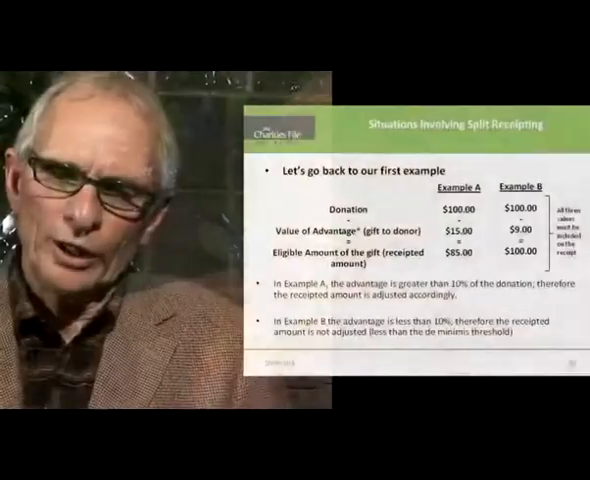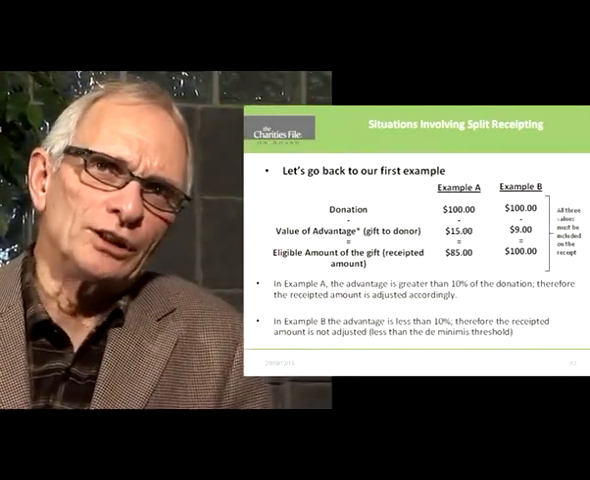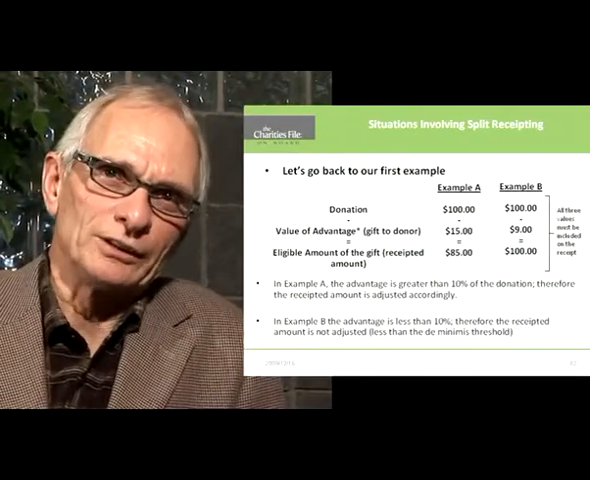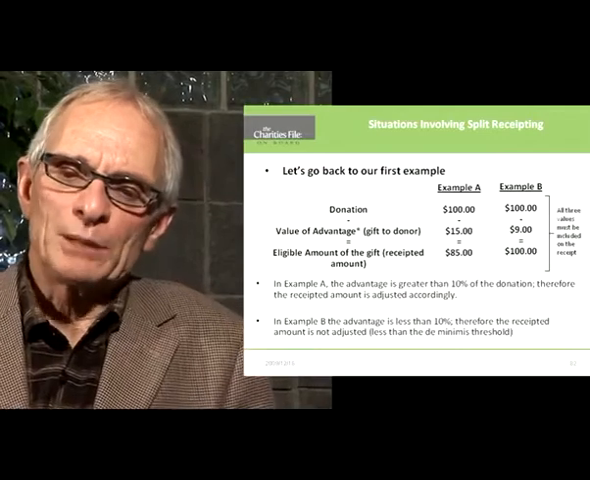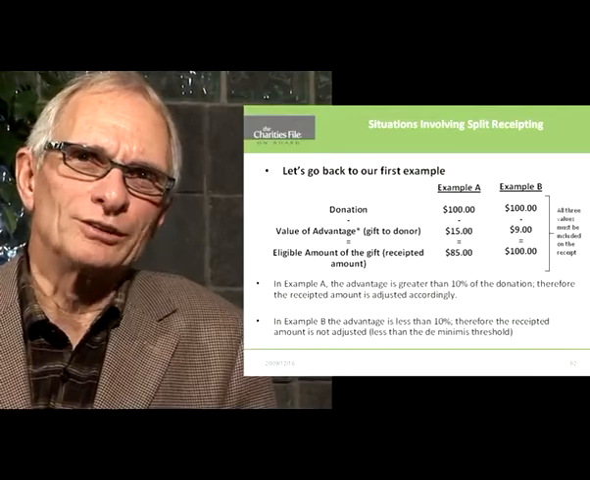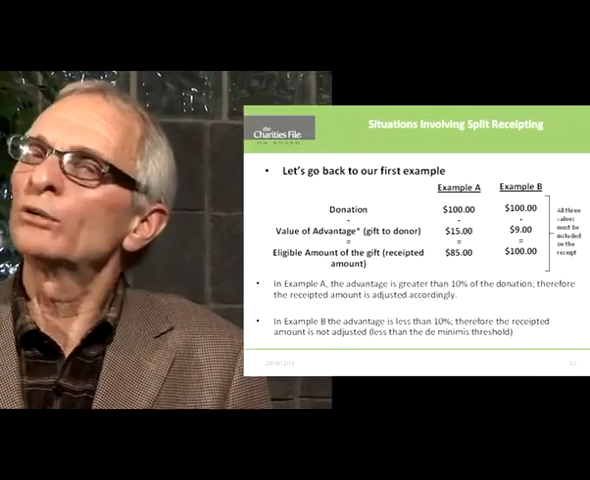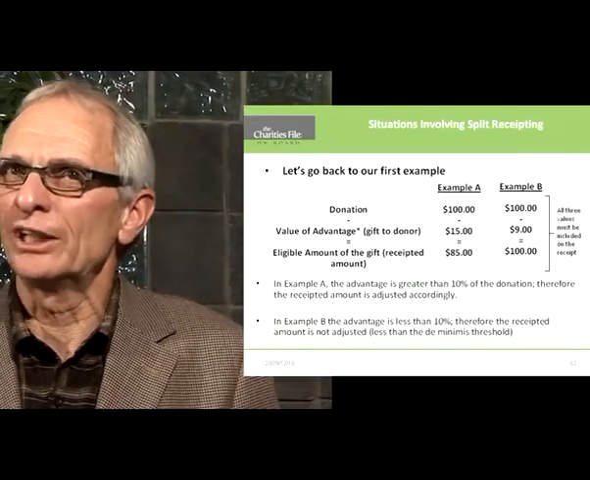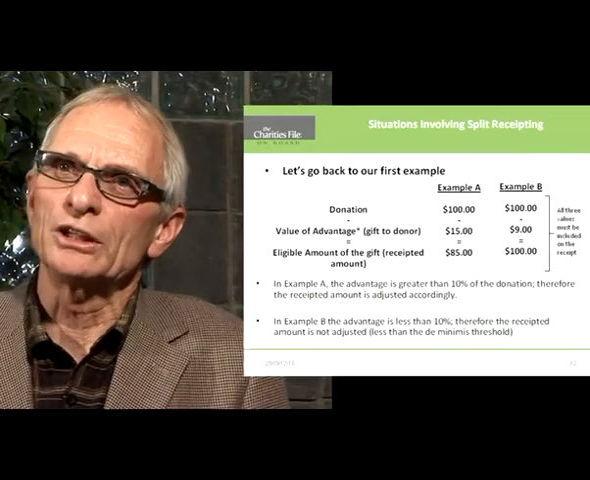So if we now go back to the first example, we can see example A, where this person received an advantage of $15, which is really 15%. Therefore, it has to be subtracted. But in example B, they only received $9, which is only 9%. So that's below the de minimis threshold of 10%. Therefore, I don't need to count it because these are complementary items. And therefore, this person would get the full benefit of the $100 donation that they would have received.